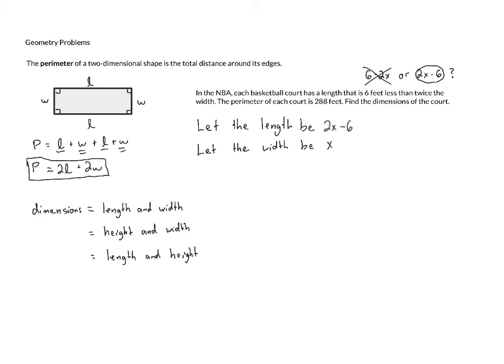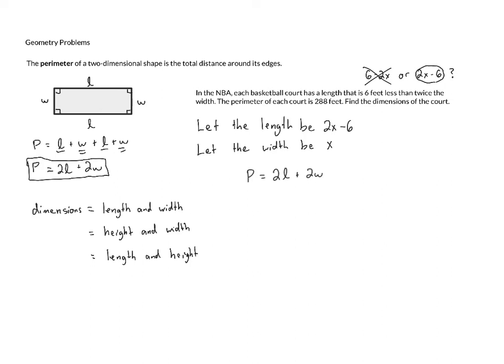Now we have expressions for the length and the width. We need to write an equation that models this situation. The piece of information we haven't used yet is the perimeter, which is 288 feet. Whenever we're dealing with the perimeter of a rectangle, we use the formula for perimeter. So we're going to use P equals 2L plus 2W.